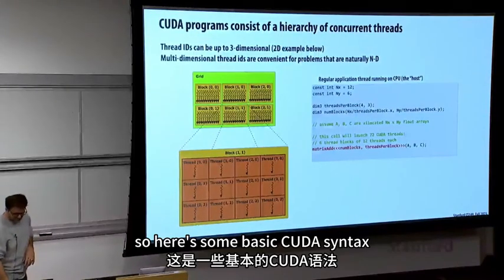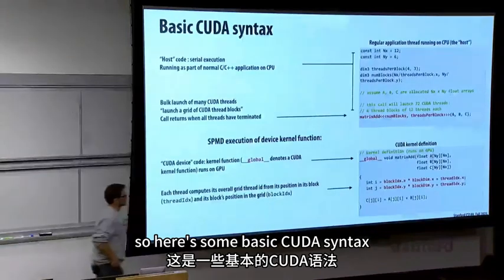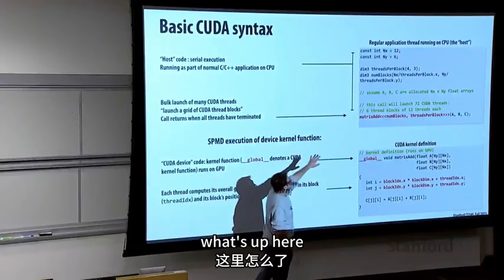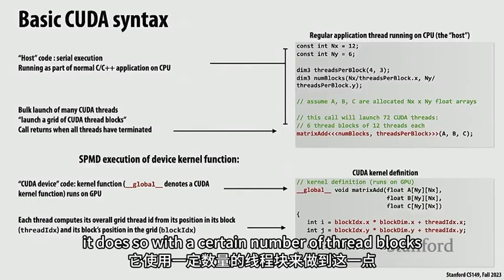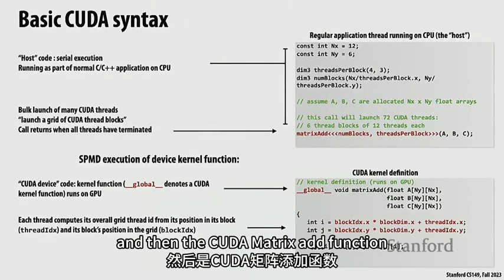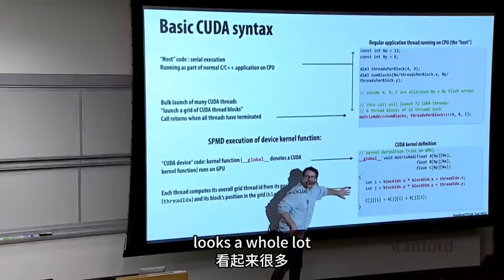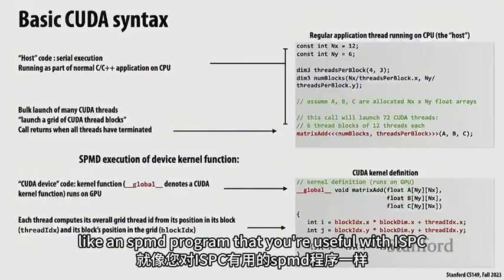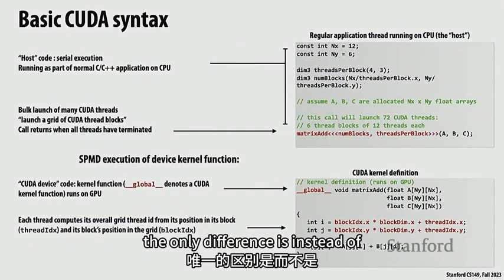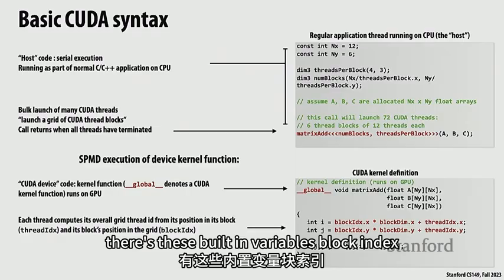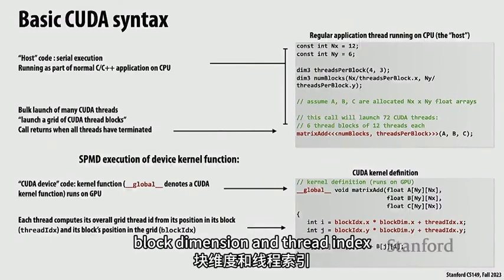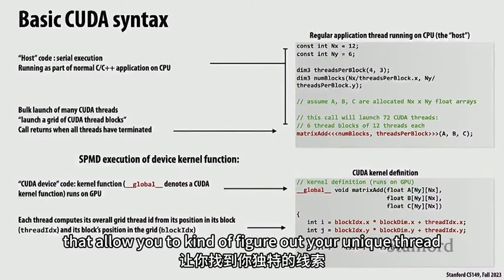Okay. So here's some basic CUDA syntax. The code I showed on the previous slide is what's up here. That's like main.cpp, which calls the CUDA matrix add function. It does so with a certain number of thread blocks. And then the CUDA matrix add function looks a whole lot like an SPMD program that you're used to from ISPC. The only difference is instead of program count and program index, there are these built-in variables, block index, block dimension, and thread index that allow you to figure out your unique thread ID.